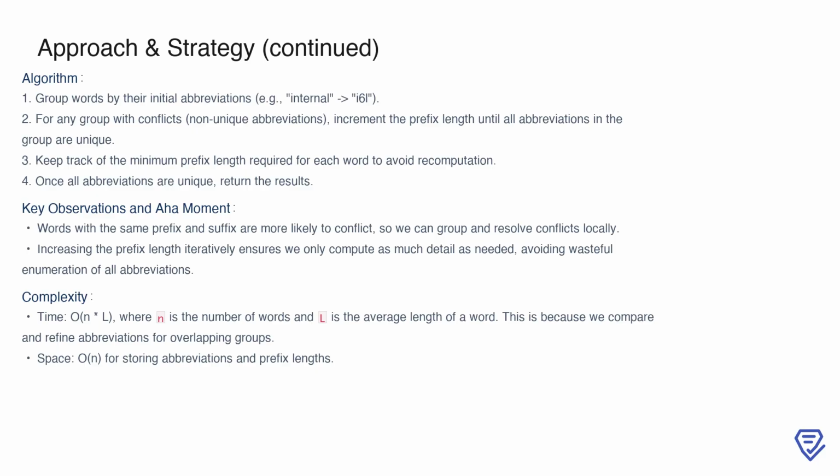This method leverages the fact that conflicts tend to occur among words with similar prefixes and suffixes, allowing us to resolve these locally within groups. By iteratively increasing the prefix length, we avoid the inefficiency of enumerating all possible abbreviations up front. In terms of complexity, this approach is efficient.